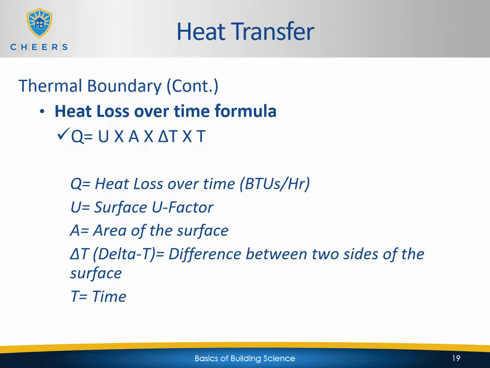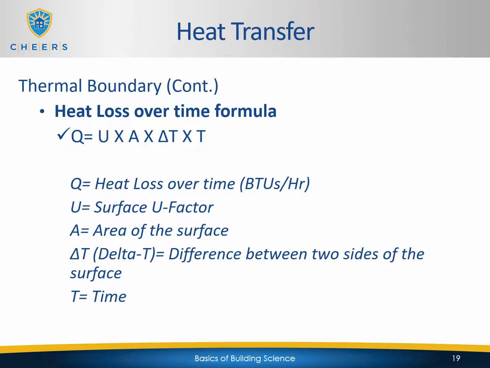Now, the reason we want to know those particular values is because by having those values, we can figure out the heat loss over time. Basically, we're going to be able to calculate how much heat we're going to lose through that particular wall, ceiling, raised floor, whatever it may be, through that exterior boundary over time. That's important because by doing that, we can calculate exactly how much heating and or cooling we need in the home for it to be efficient and comfortable. So that is the formula.